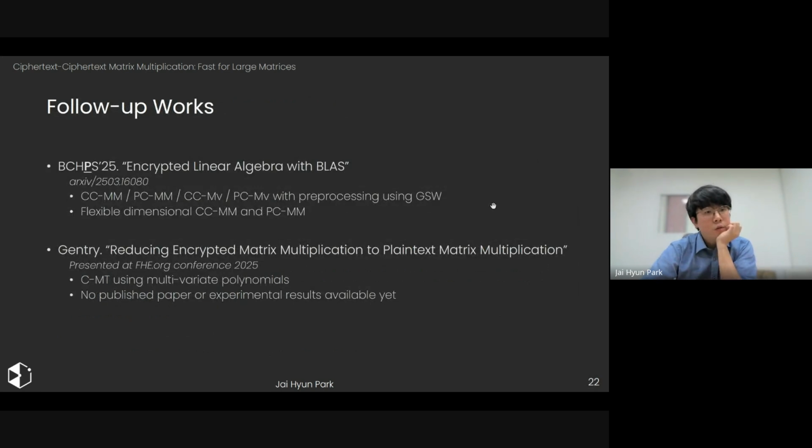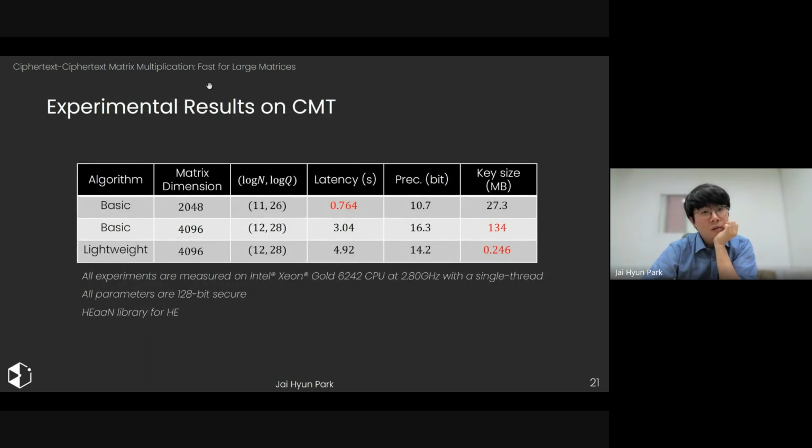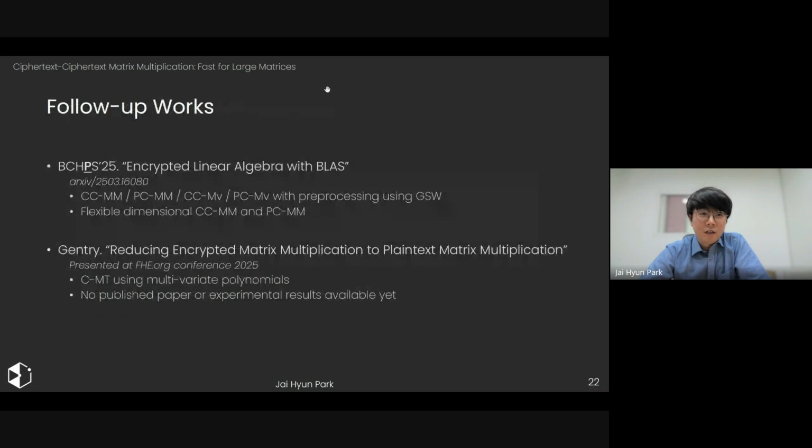All this work was also presented at Eurocrypt last month. We also have some follow-up work. In March, we uploaded to the archive our follow-up work, which comprises CCMM, PCMM, and PCMV, for much more flexible dimensional linear algebra using the GSW scheme.